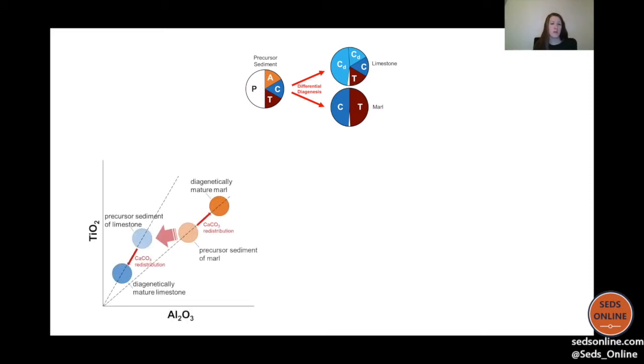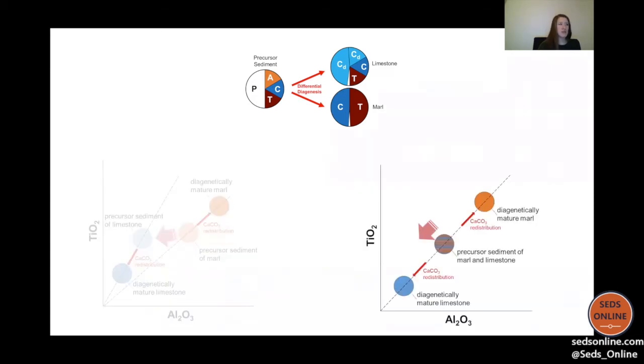So if we look at the ratio of aluminium and titanium, and because they are diagenetically stable, as I just said, they only occur in one oxidation state and are therefore immobile. And if we see different ratios for marl and limestone in these two trace elements, we can say there is an environmental difference in the precursor sediment that affected the terrigenous material.